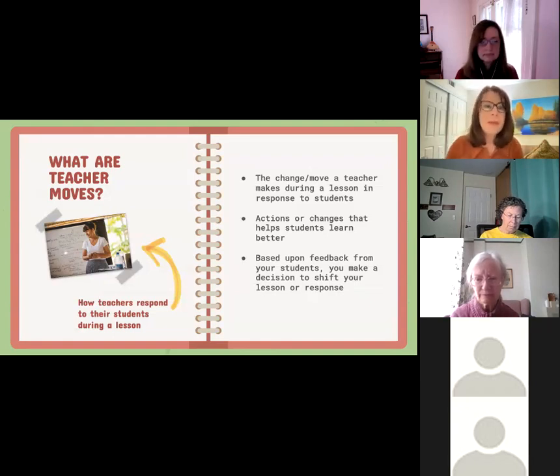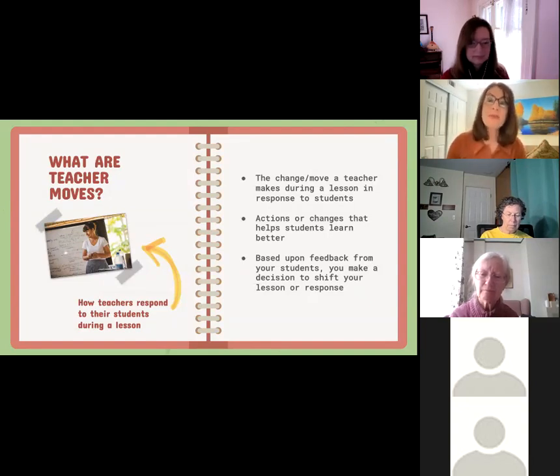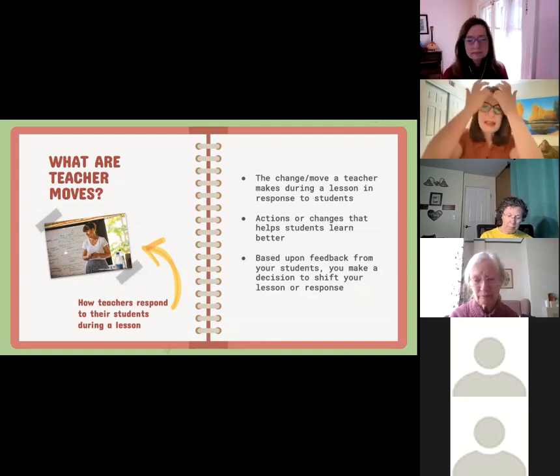The moves that we make are based on the feedback, the information we're getting from our students. And that information isn't always verbal. It's not always something that we ask them and they verbalize, but they can tell us things with their body language, with the way they respond or the way they don't respond, what we might need to do differently to help them. On that feedback, we make a decision to shift or do something in our lesson as a response to help improve our students' learning.